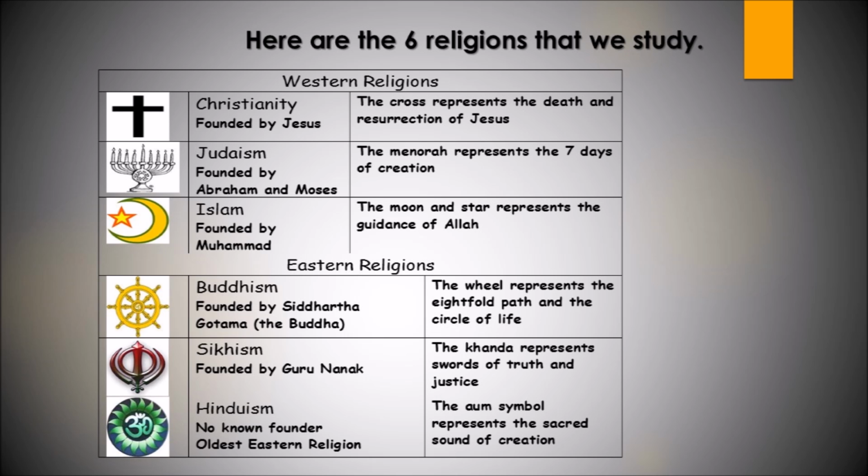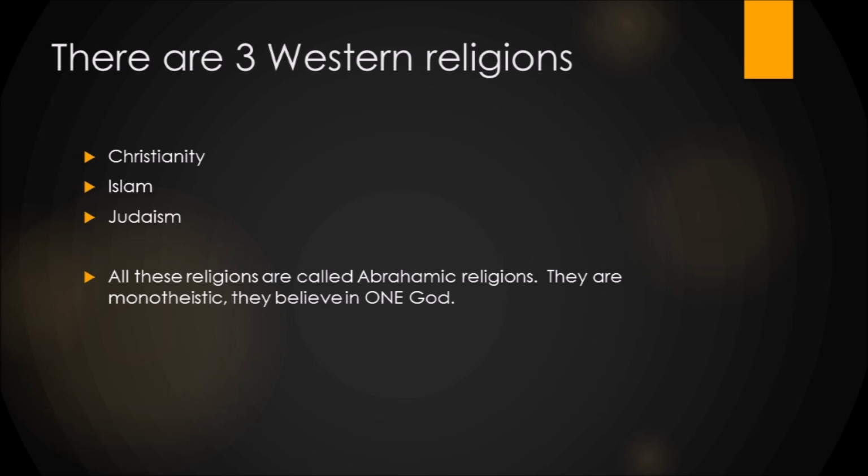Here are the symbols of the 6 religions. 3 of the religions that we study are Western religions: Christianity, Islam and Judaism. These religions are called Abrahamic religions because they link back to Abraham. They are monotheistic, which means they believe in one God.